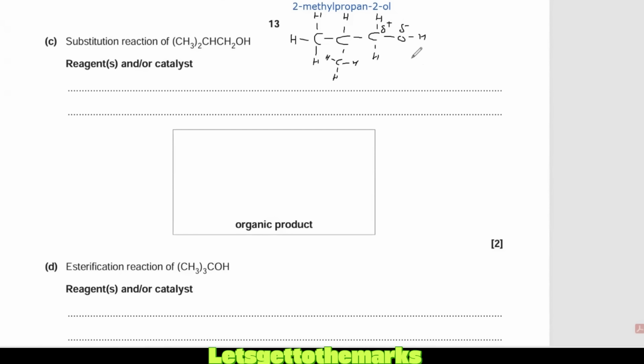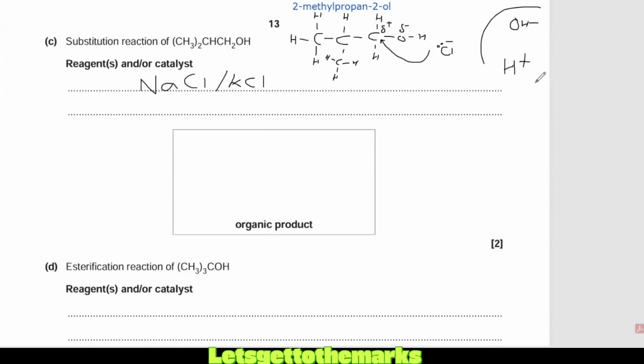Now, the carbon that's joined to the oxygen is going to be delta positive, and that leaves it susceptible to attack by nucleophiles, things like chloride ions. So the chloride ion is going to attack that carbon there because it's negatively charged, going to donate a pair of electrons to that positive carbon and form a bond. And of course, the carbon can't have 5 bonds, so the OH is going to break off. We've got nucleophilic substitution.